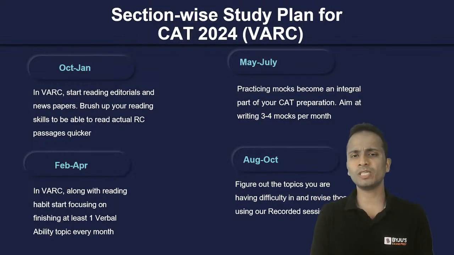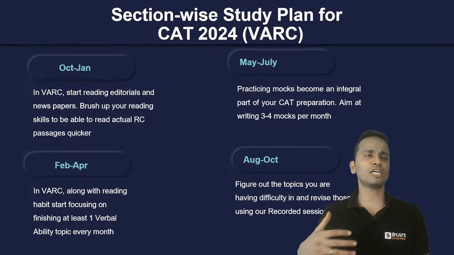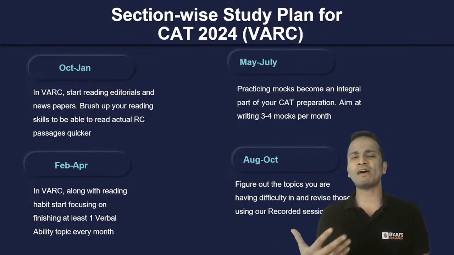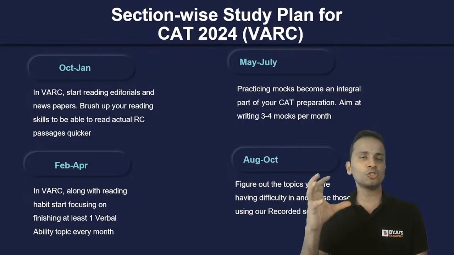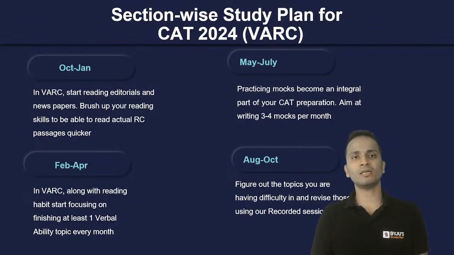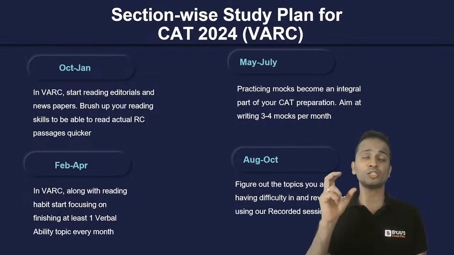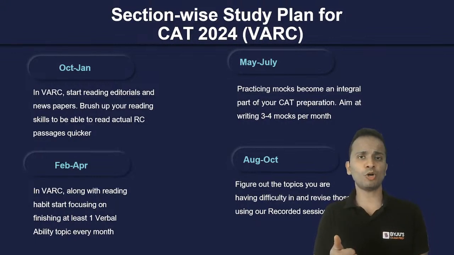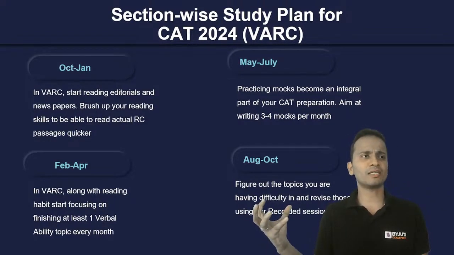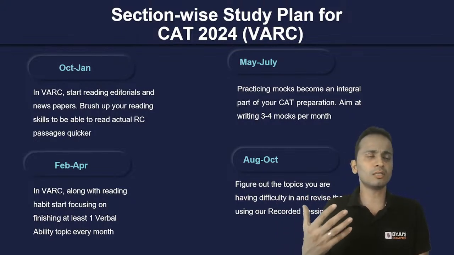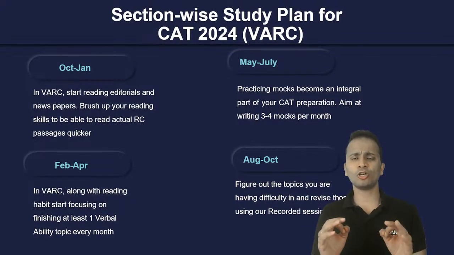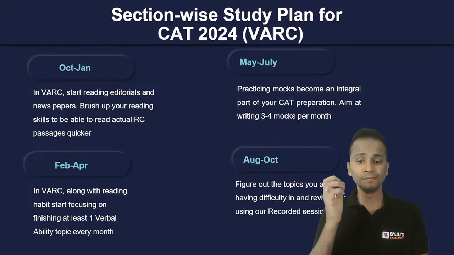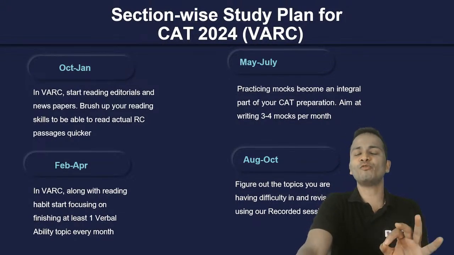Then, in the month of October, sorry, August, September, and October, that means the last 3 months, the last three crucial months, figure out all the topics which are your weak areas. The same thing you'll have to keep on repeating for every section. Find out what topics are bothering you, what specific type of questions, specific type of genre, and then look at all the sessions that are there in the recorded format in order to tackle this problem. Okay, so this is the entire schedule that you'll have to follow for verbal.